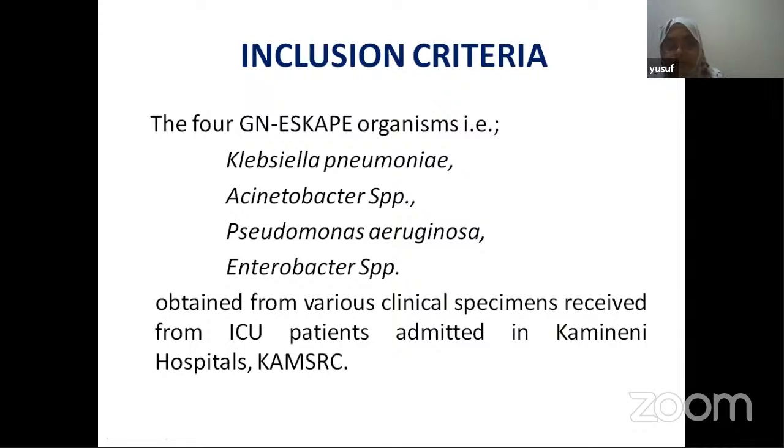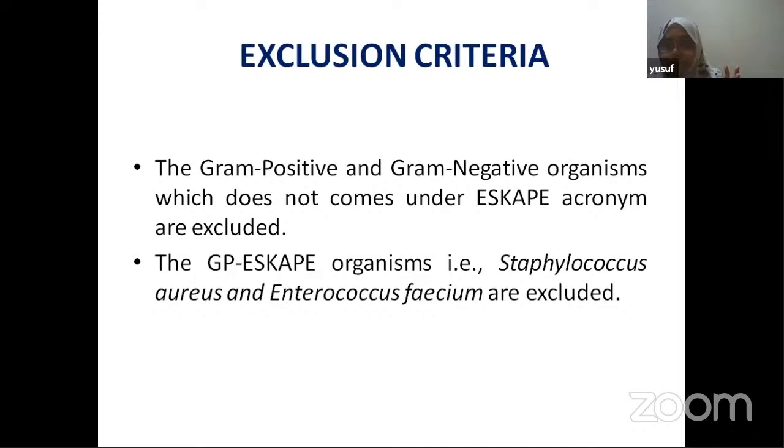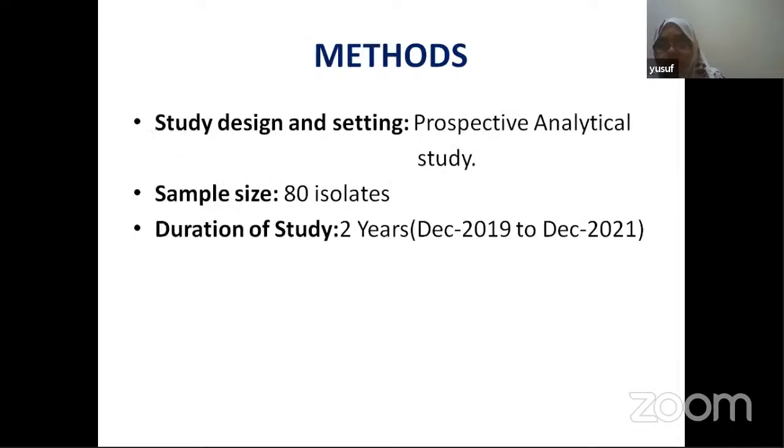Only these 4 organisms I have included, and have excluded the other 2 organisms because they are gram positive. I have considered only the gram-negative ESKAPE pathogens. The gram positives, Enterococcus faecium and Staphylococcus aureus, are excluded, and all other gram negatives have also been excluded. And this is a prospective analytical study conducted for 2 years from December 2019 to 2021.